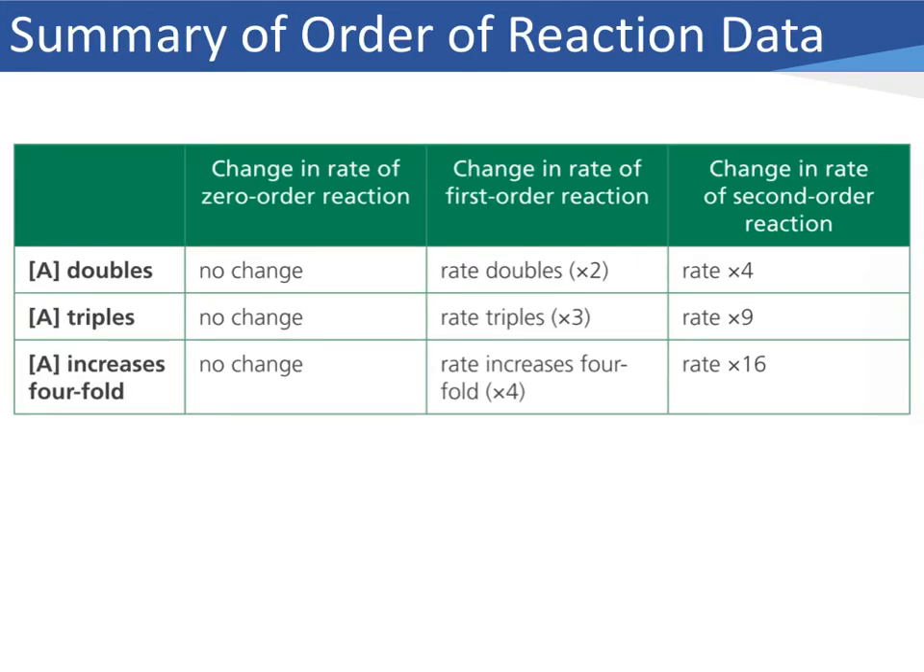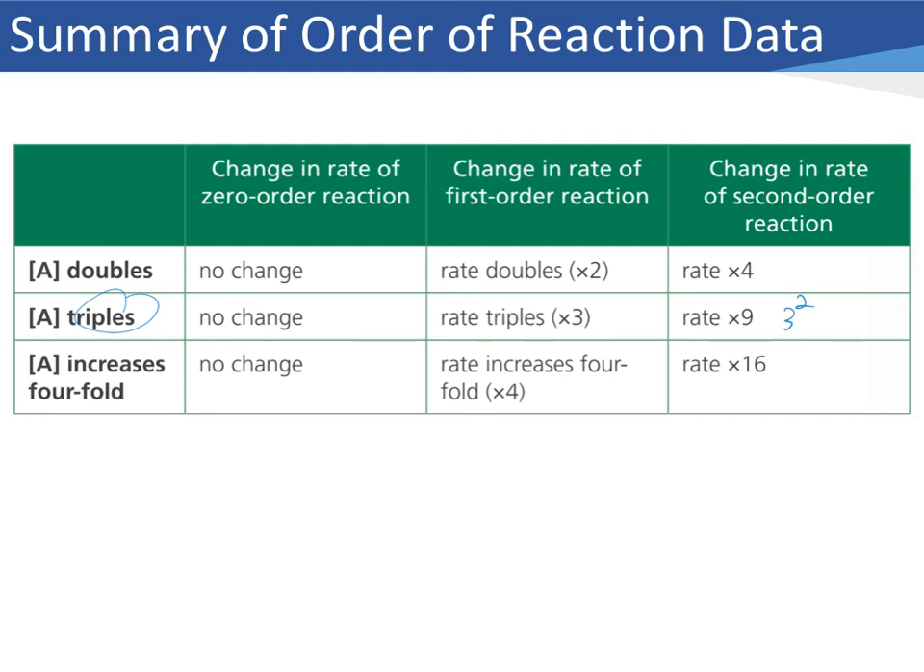So a summary of this is if I double A and there's no change, that is 0 order. If I double A and the rate doubles, that is first order. If I double A and the rate quadruples, it is second order. But if I tripled A and I got no change, then it's 0 order. If I triple A and the rate triples, it's first order. If I triple A and the rate goes up times 9, because 9 is 3 squared, that's second order.